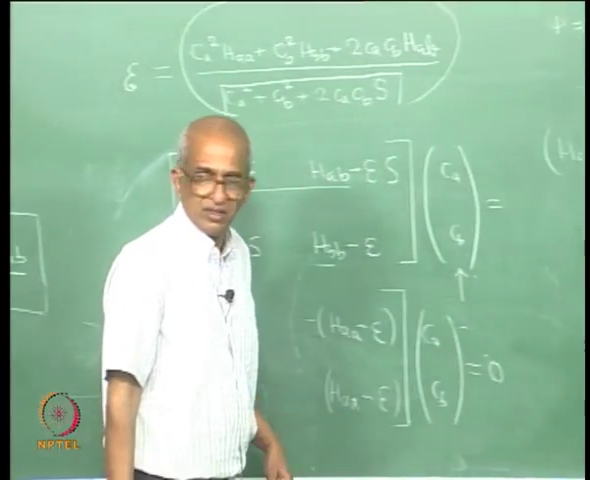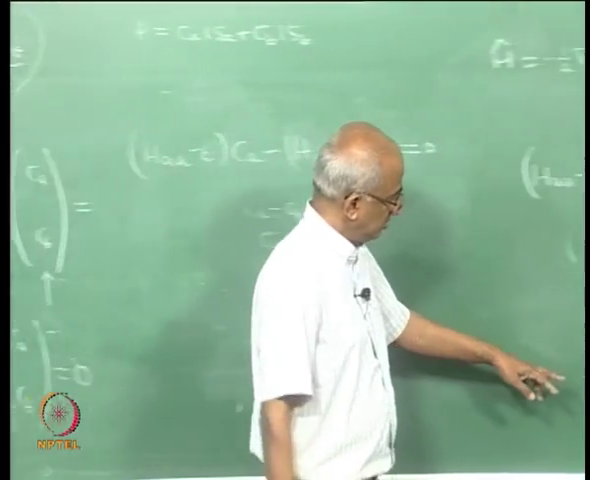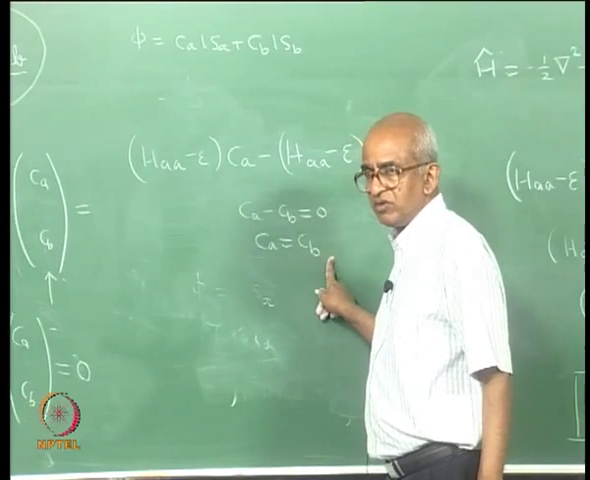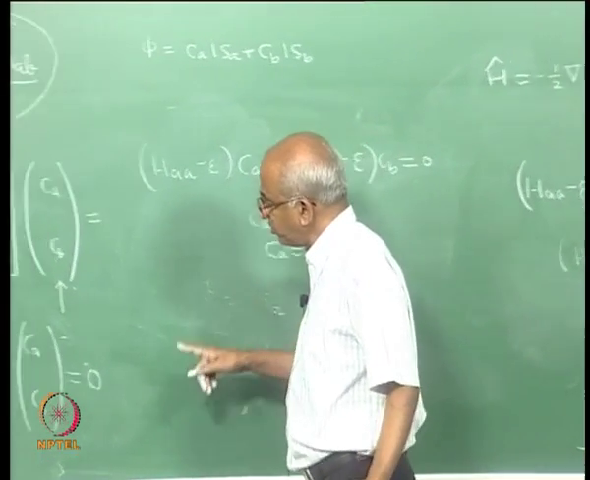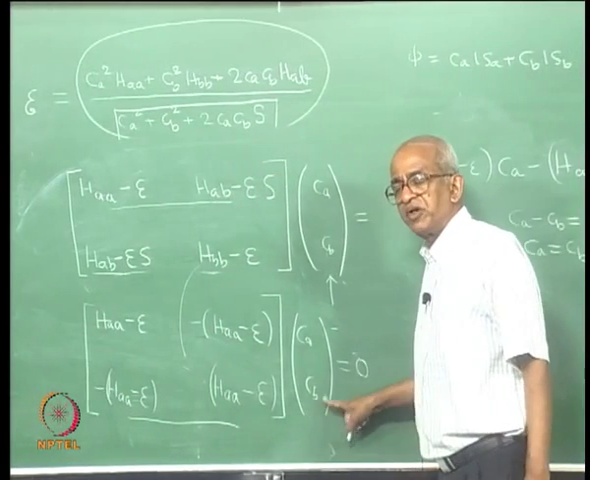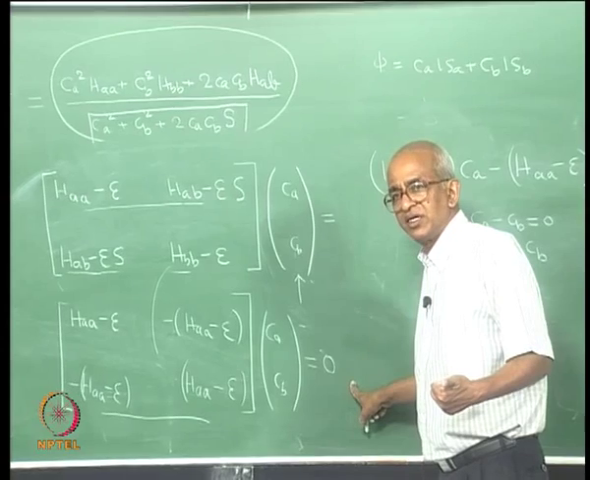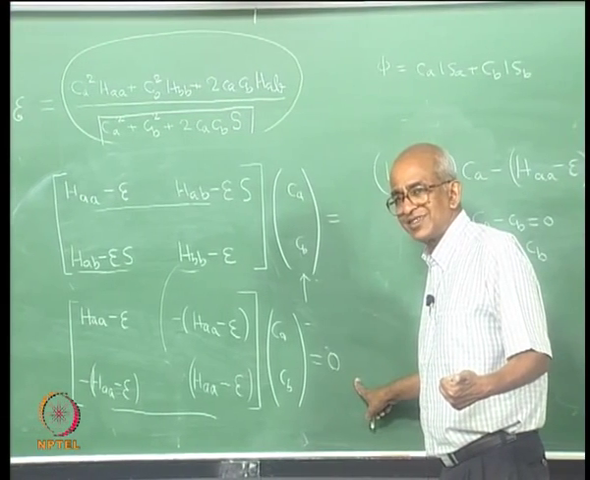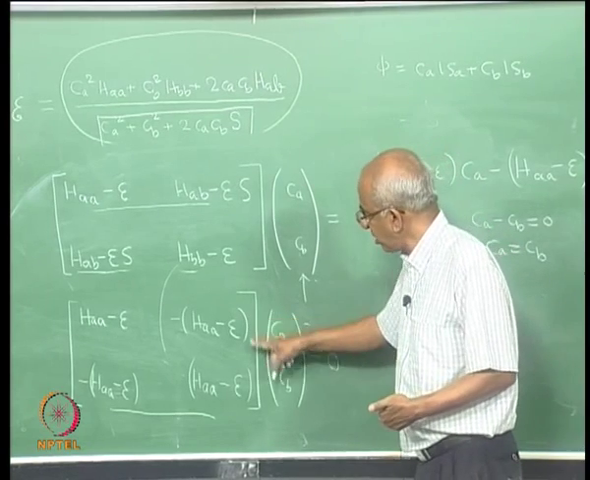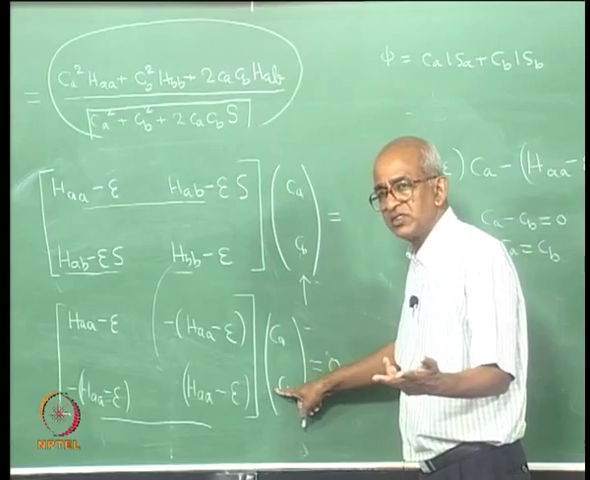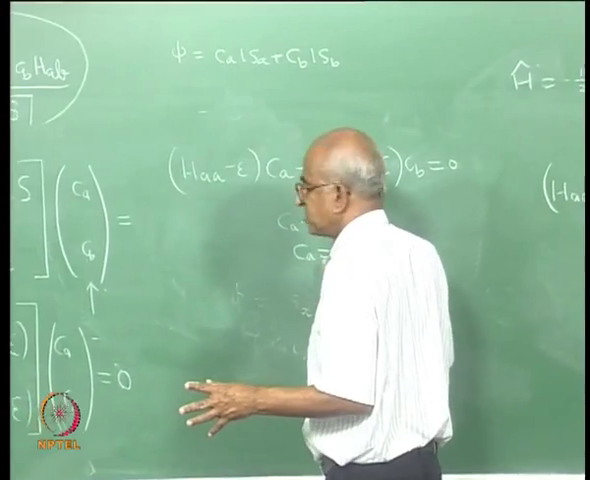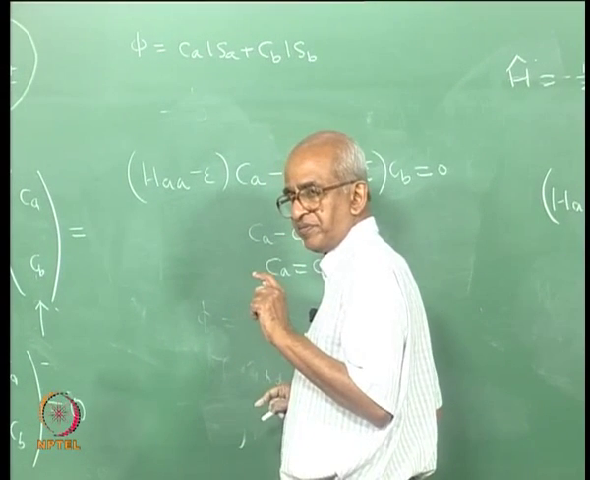correct. So, as far as this value of script E is concerned, CA must be equal to CB, and now suppose I multiplied this row with that column and put it equal to 0, what is the answer that you are going to get? The answer that you are going to get is exactly the same. You will get the answer CA is equal to CB. So, even though it appears as if you have two separate equations, they are both the same, and therefore, the only answer that you will get is CA must be equal to CB.